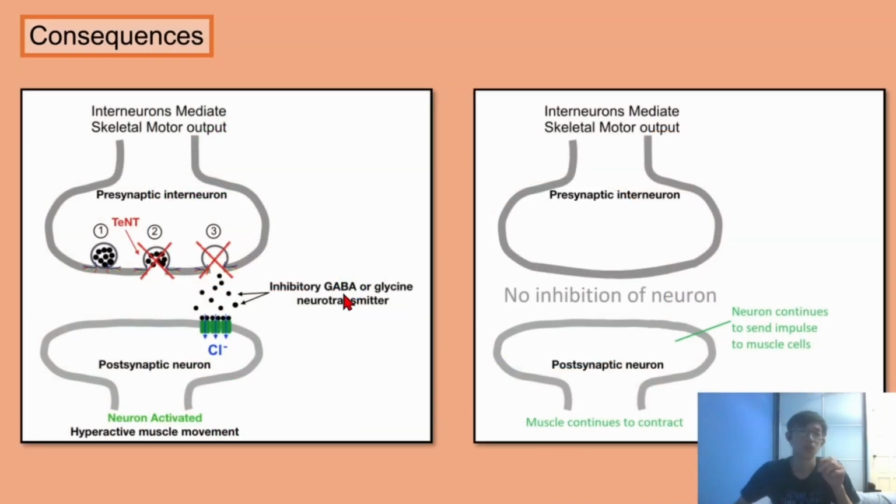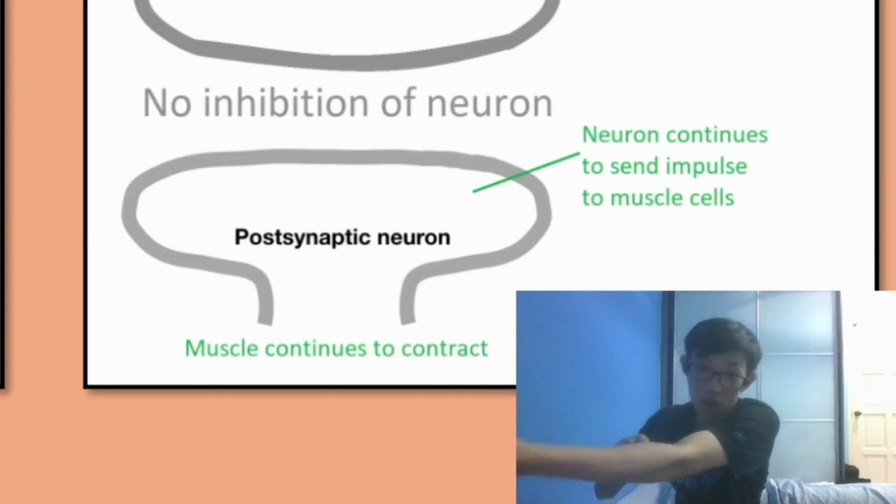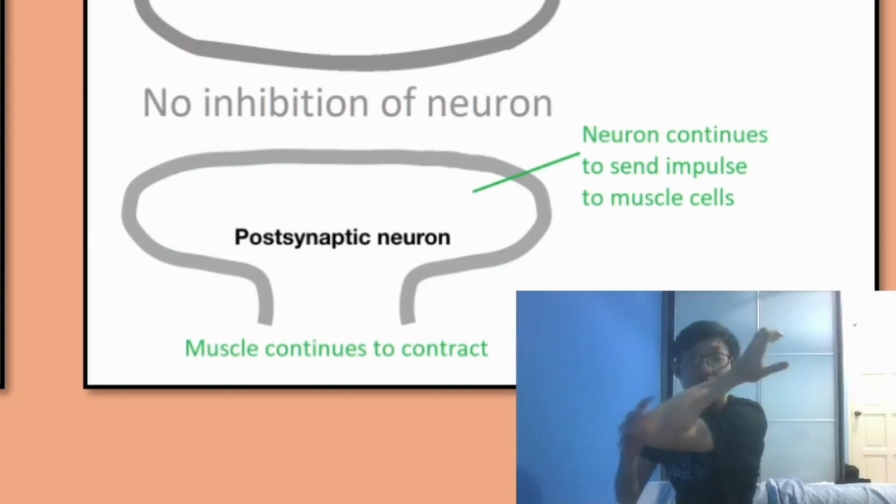As Manhao said, tetanus affects your nervous system by preventing the release of vesicles and neurotransmitter. If this happens, there will be no inhibition of the neuron. The neuron will continue to send impulses to the muscle cell as the neurotransmitter won't stop them. So it will always send the signal to your muscle, and your muscle will continue to contract. When your muscle contracts, it will continue to contract and contract and contract.